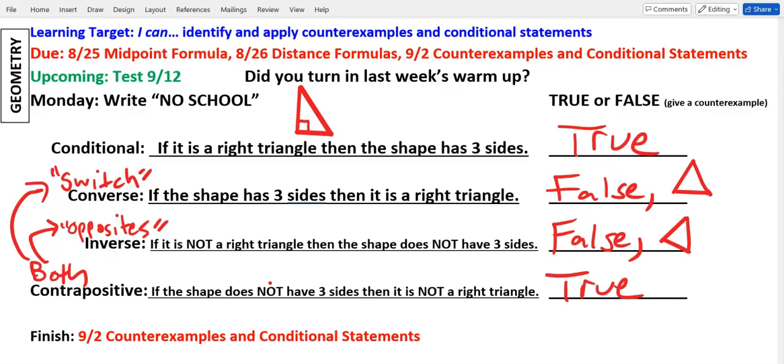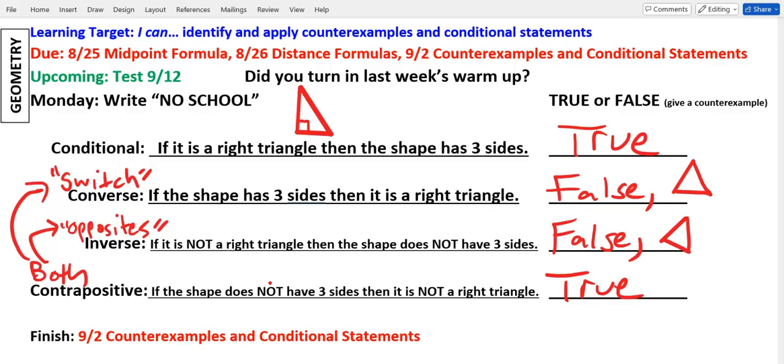True. The only thing not on this warm-up that we went over on Friday, I know it's been 3 days, or 4 days, is biconditional. Check your notes for biconditional. Remember, that's where you use if and only if in the middle. There's no if and then, okay? And it's true both ways. Conditional and converse are both true, okay?